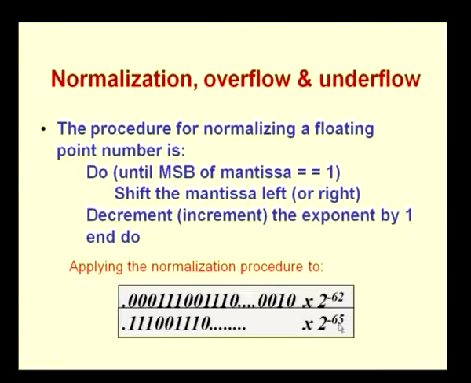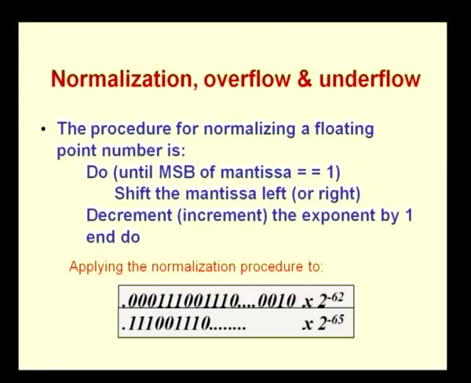will happen to my exponent? The exponent now will have to be decremented by 3. So minus 62 minus 3 becomes minus 65. Now this is the number that I have to represent after doing the normalization.